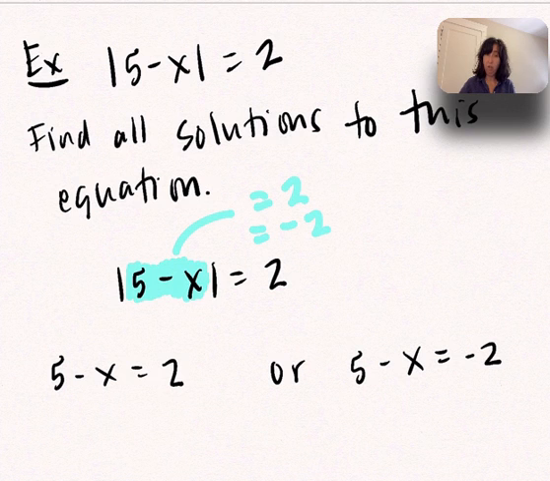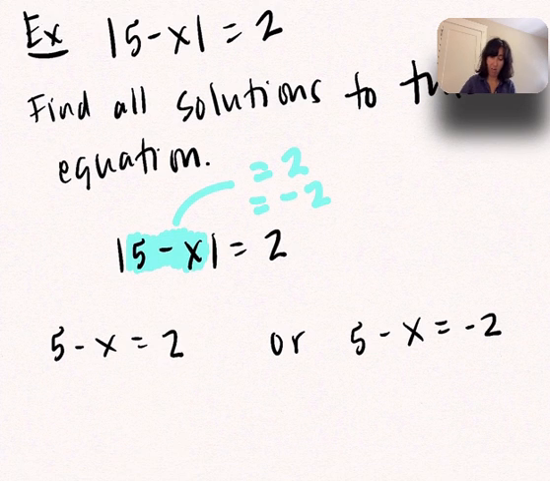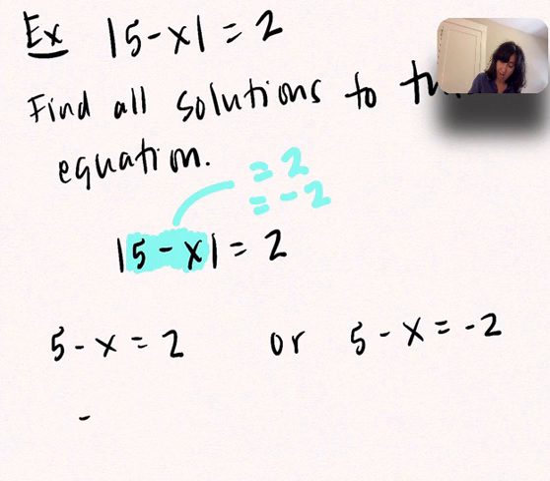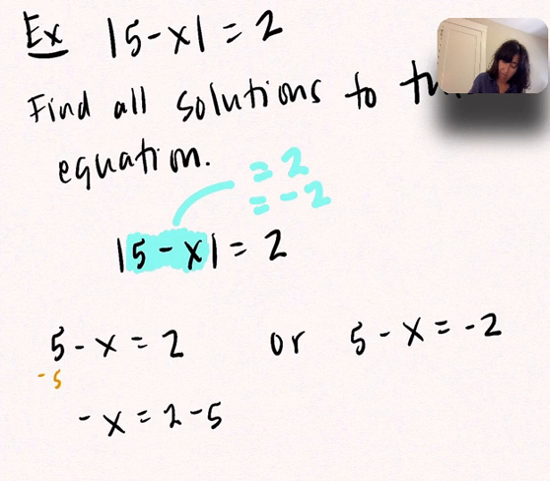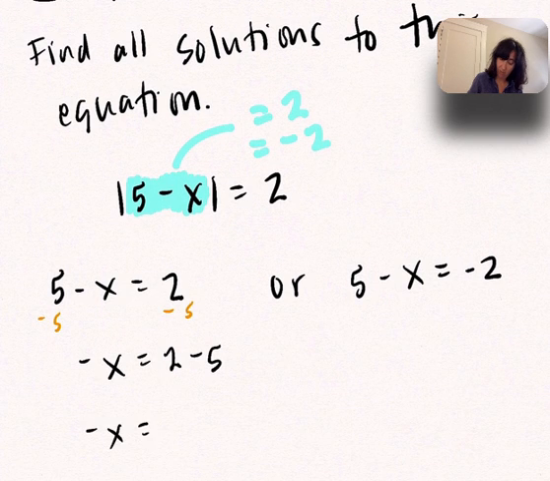We actually have two equations that we can now solve. So we can think, okay, well, either 5 minus x is 2, in which case we have negative x equals 2 minus 5. That's what I get if I subtract 5 from both sides of this. Or negative x is equal to negative 3.